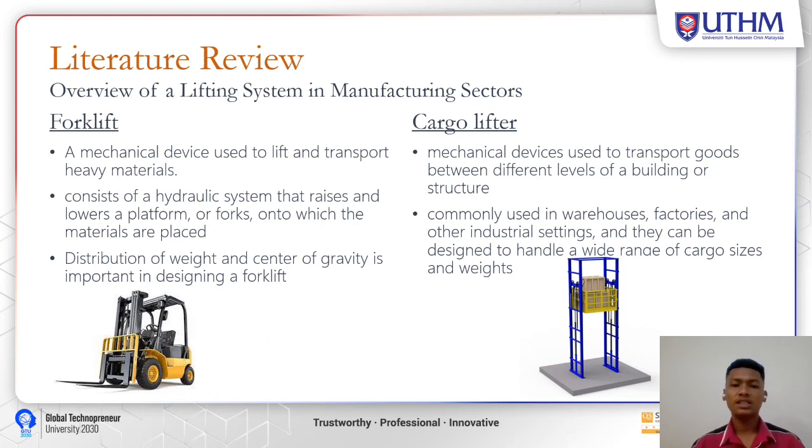Okay, now the literature review. For the research study, we found an overview of lifting systems in the manufacturing sector, which consists of the forklift and the cargo lifter. A forklift is a mechanical device used to lift or transport heavy material. It consists of a hydraulic system that can raise and lower the platform or fork on which the material is placed. The weight distribution and the center of gravity are important in designing a forklift.